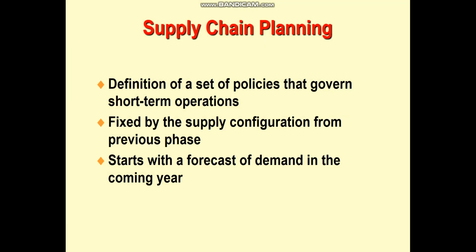The second decision phase is supply chain planning. Here we make decisions for short-term operation, that is in 1 year or in a quarter. We start with a forecast of demand in the coming year.